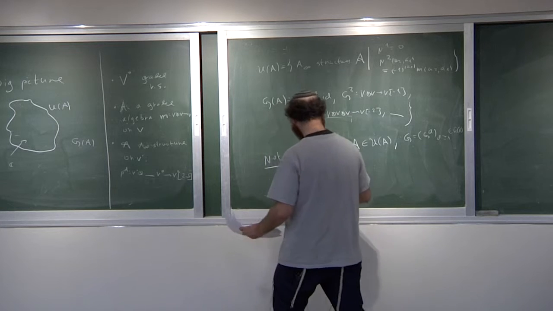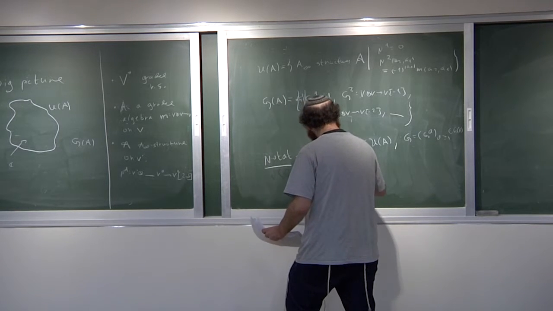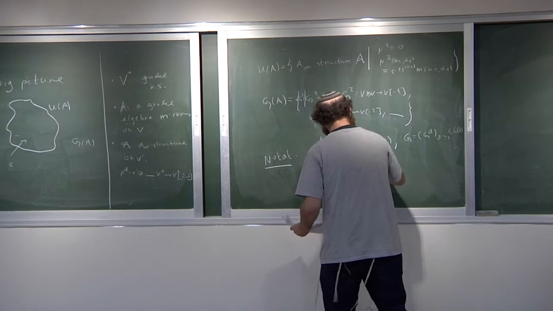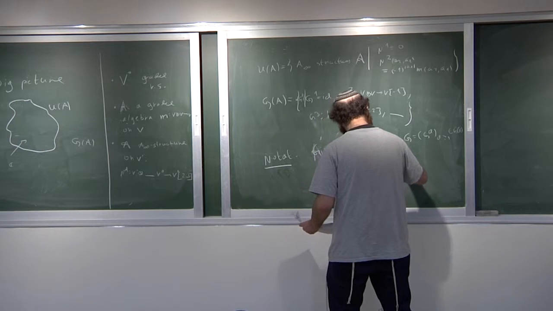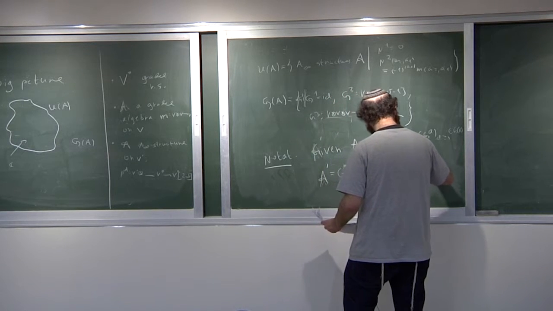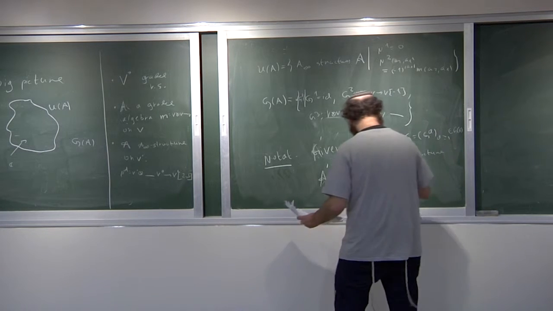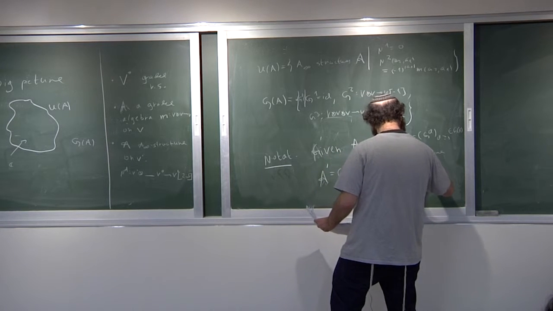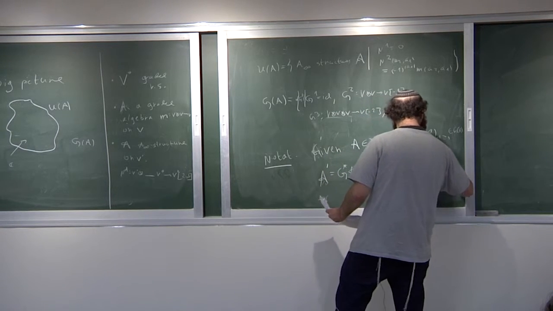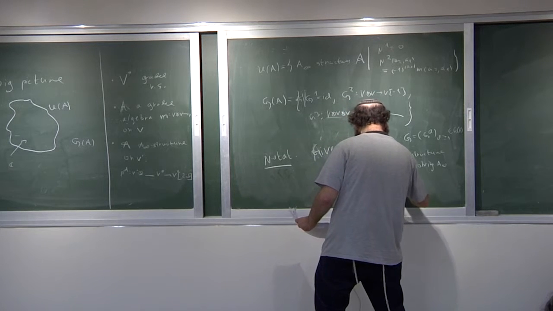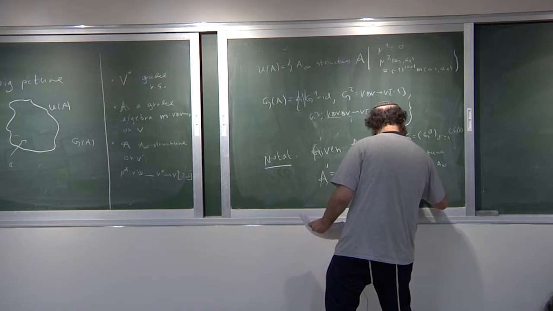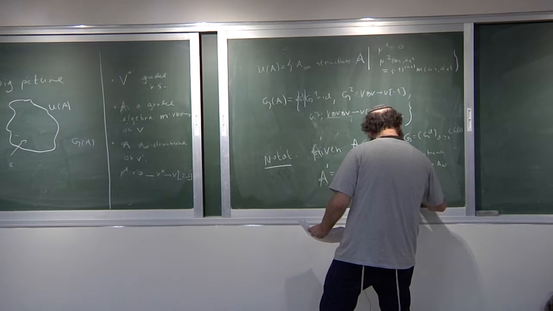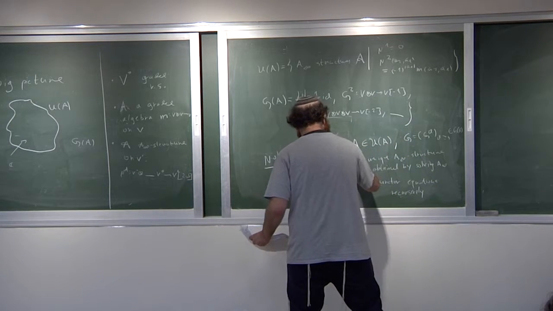I am writing A prime to denote this, which is going to be defined as the unique A infinity structure obtained by solving the A infinity functor equations recursively. And let me explain what it means. Okay, this is a definition.